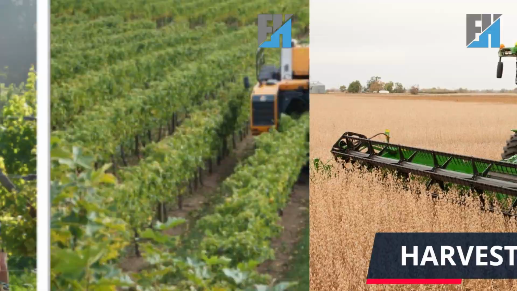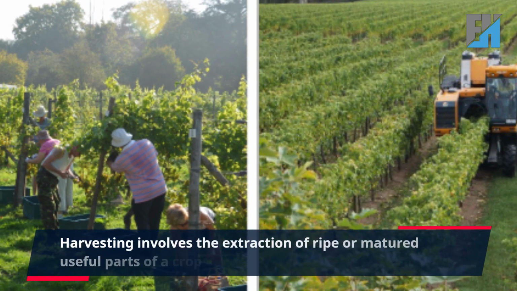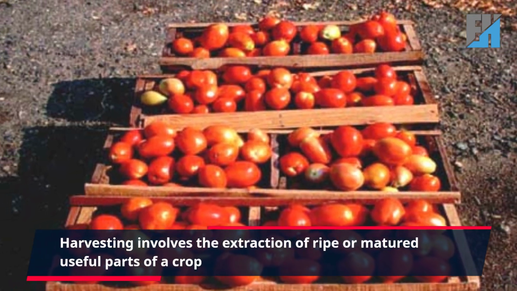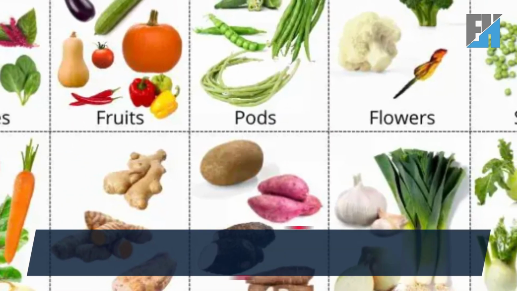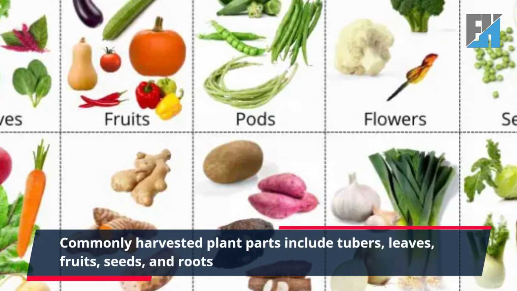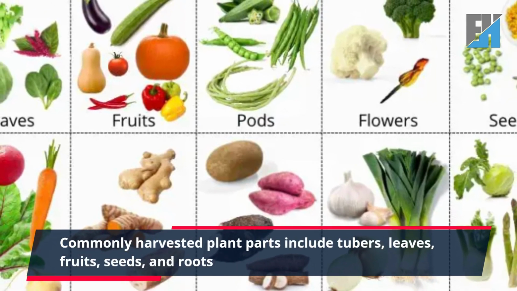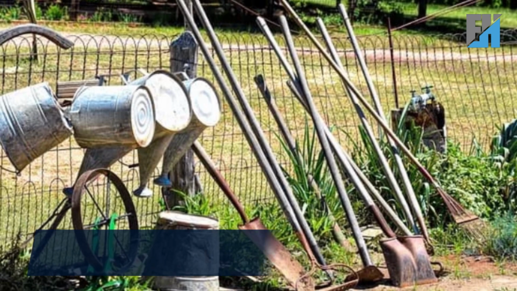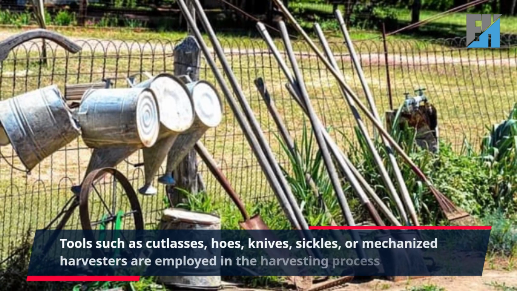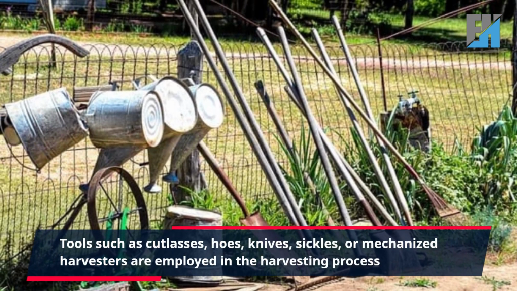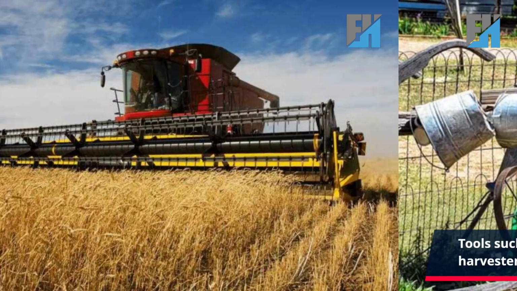Harvesting operation. Harvesting involves the extraction of ripe or matured useful parts of a crop. Commonly harvested plant parts include tubers, leaves, fruits, seeds, and roots. Tools such as cutlasses, hoes, knives, sickles, or mechanized harvesters are employed in the harvesting process.